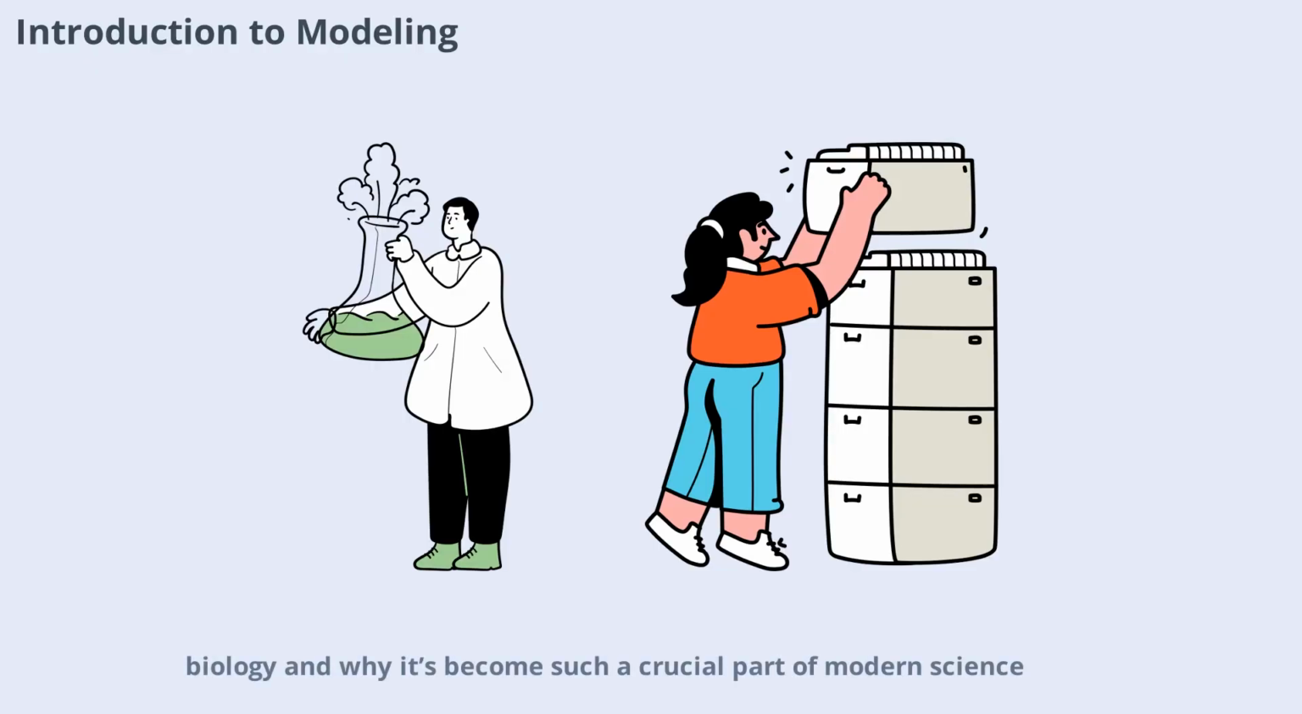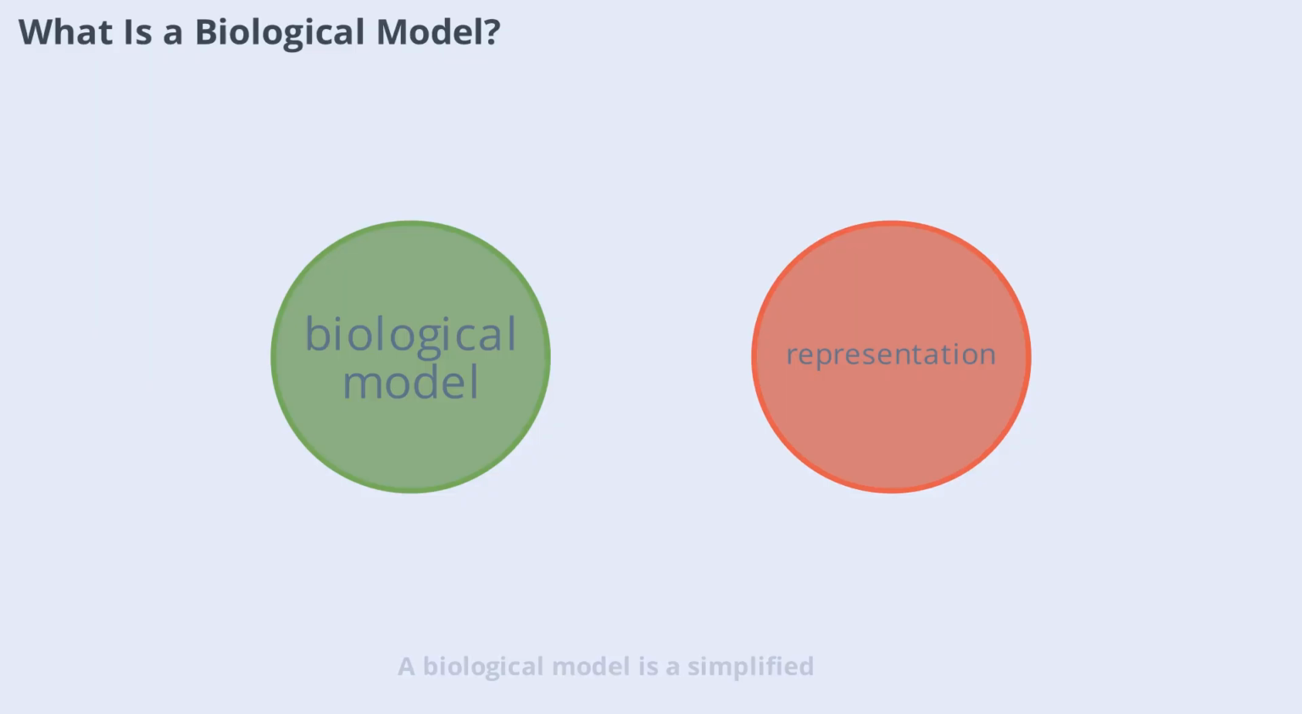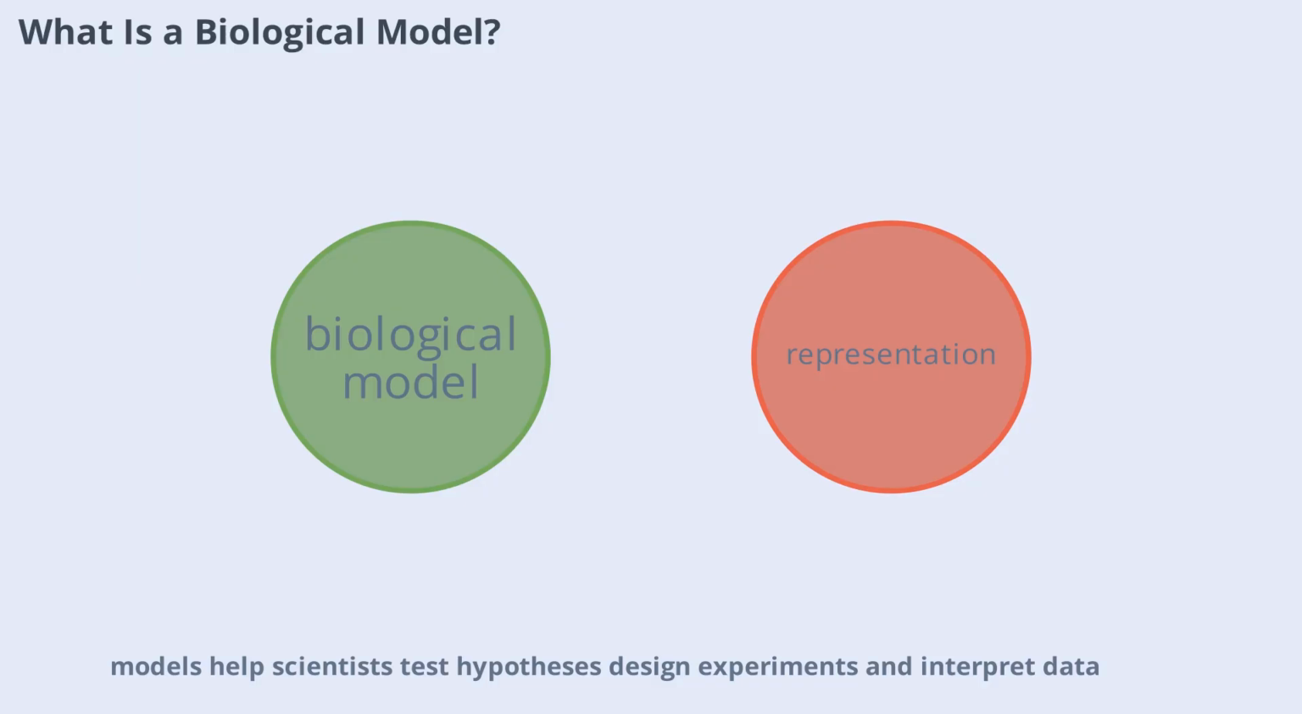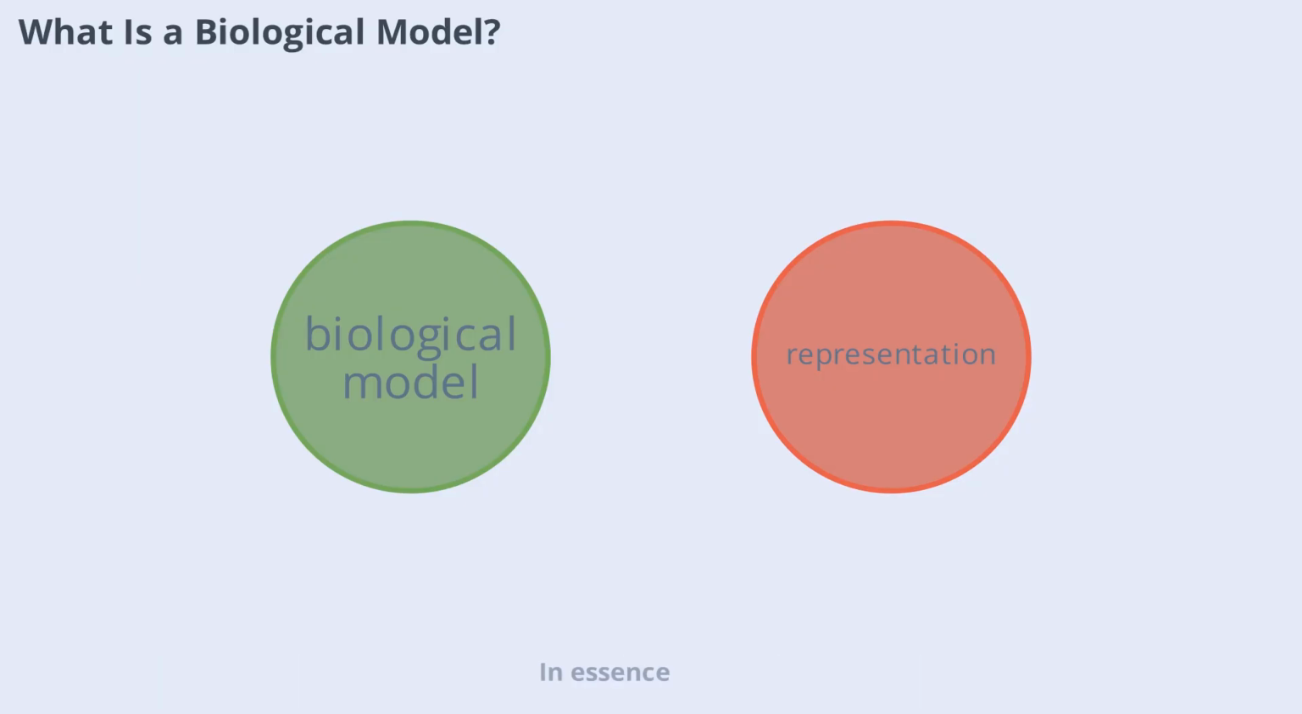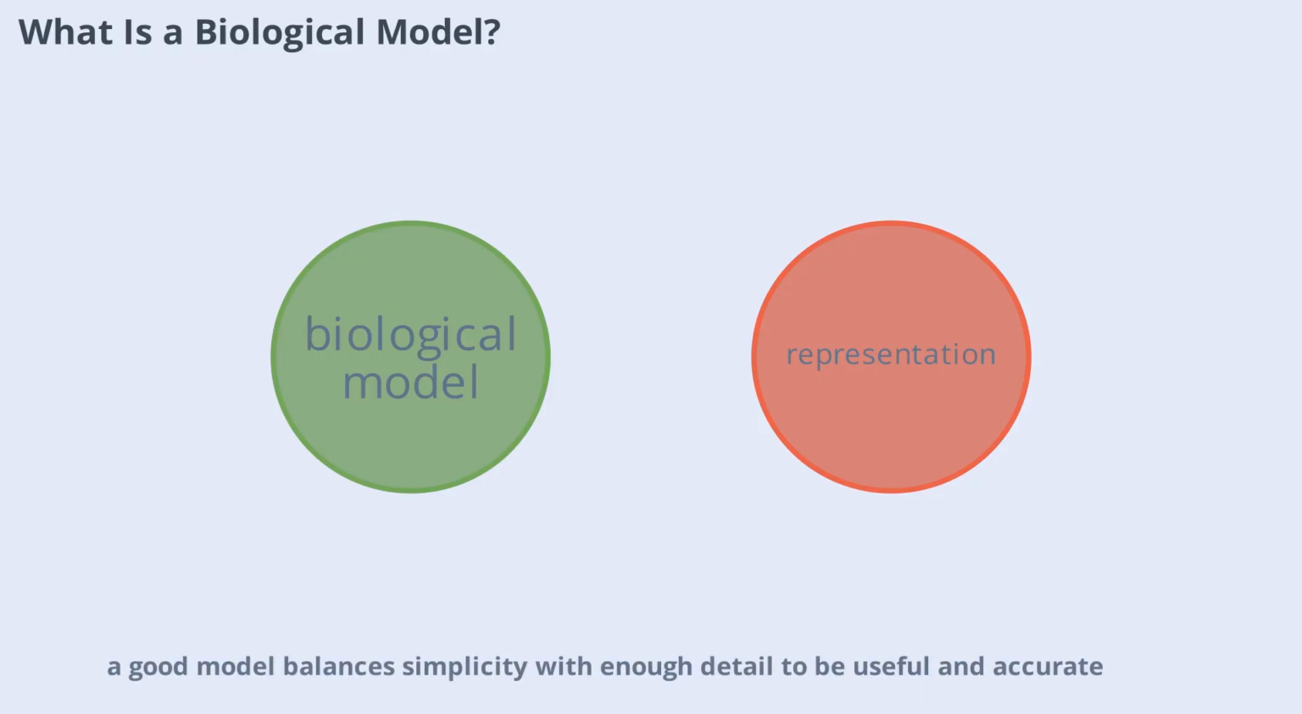part of modern science. A biological model is a simplified representation of a biological process or system. These models can be physical, like a 3D structure of a protein, or abstract, such as mathematical equations describing population growth. The goal is to capture the essential features of the system, making it easier to analyze and predict its behavior. By focusing on key components and interactions, models help scientists test hypotheses, design experiments, and interpret data. In essence, a good model balances simplicity with enough detail to be useful and accurate.